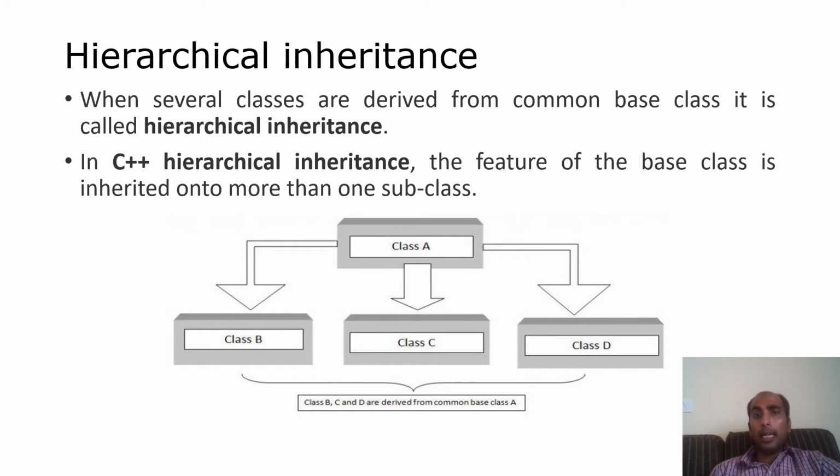In C++ hierarchical inheritance, the features of the base class are inherited into more than one subclass. So here you are looking at the given picture: class A is a base class. There is another class, class B, which is acquiring the property of class A. There is a class C, which is also acquiring the property of class A. And there is a class D, which is also acquiring the property of class A. So that is hierarchical. To remember all these things, just remember that hierarchical is the opposite of multiple. In multiple inheritance, there are multiple base classes and one derived class. In hierarchical inheritance, there is one base class and multiple derived classes.